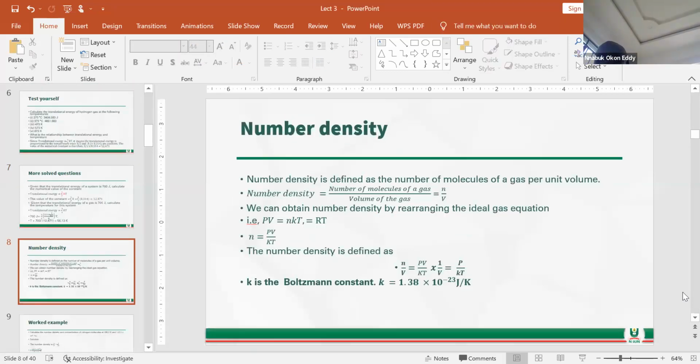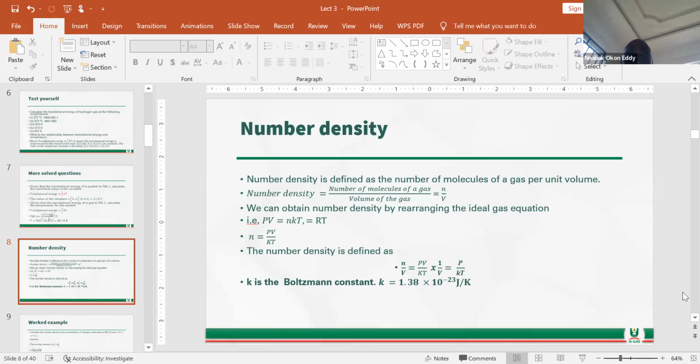And we have number density. What is really number density? Number density is defined as the number of molecules of a gas per unit volume. That is number density. So we can say number density is the number of molecules of a gas and then the volume of the gas. We can obtain number density by rearranging the ideal gas equation.